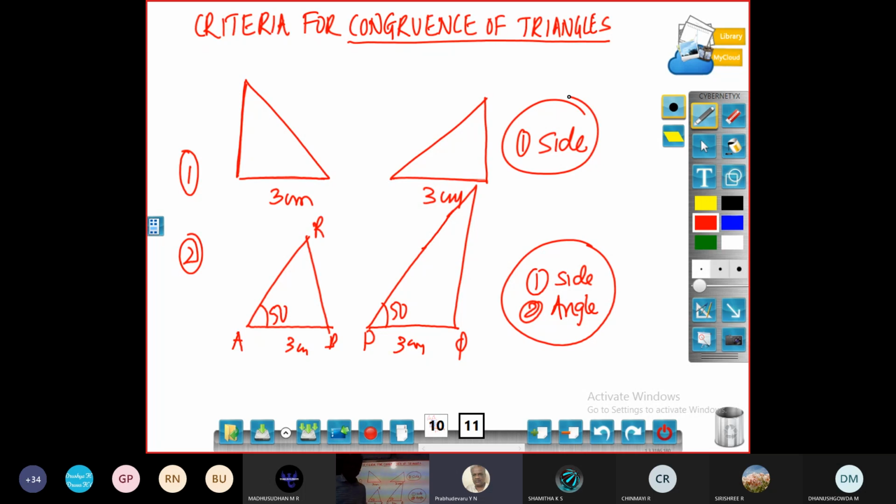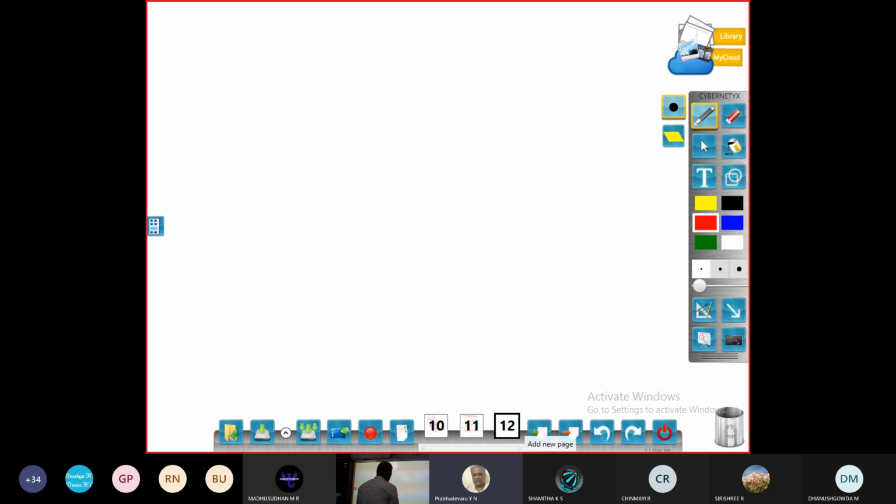If I take one pair of parts equal, it will not fix the 2 triangles as congruent. If I take 2 pairs, one pair of sides and one pair of angles, then also it is not fixing. See, you may construct like this with a different length. Here also 50 degree, here also 50 degree, here also 3 centimeter, here also 3. But the third side is different. It is not fixing.